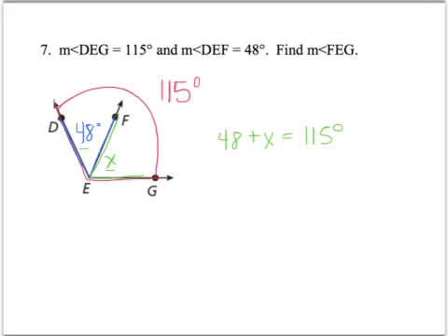So we have one step. We need to subtract. 115 degrees minus 48 degrees is going to be 67 degrees. So when you write it out, you're going to put the measure of angle FEG equals 67 degrees.